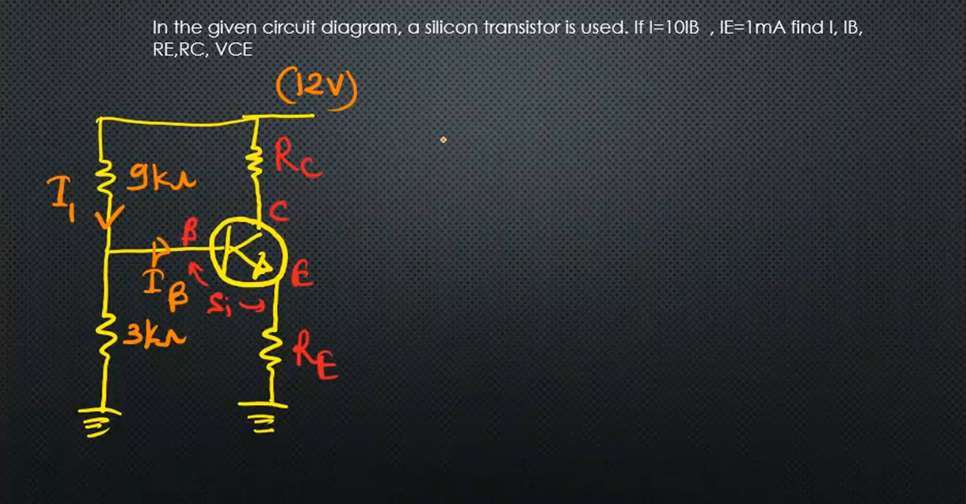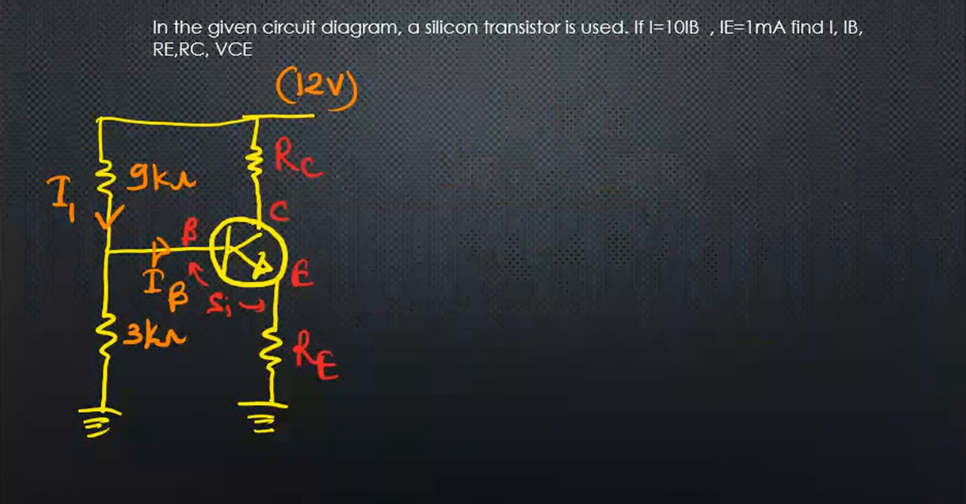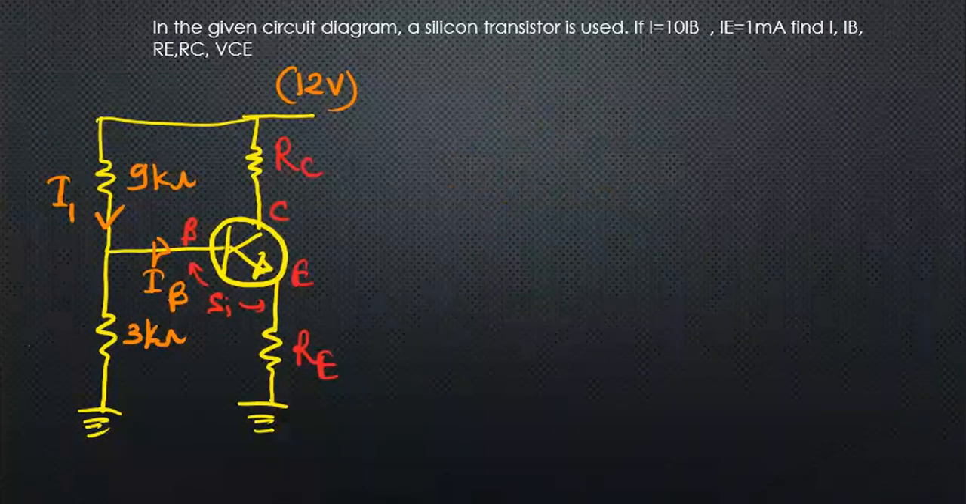Right. Initially, we need a couple of equations. They have asked us to find I1, and for this we need to apply the V equals IR equation. And one thing we should know, I equals IC plus IB. And yes, VBE for a silicon transistor is 0.7 volt. These are the things we need to solve this question.